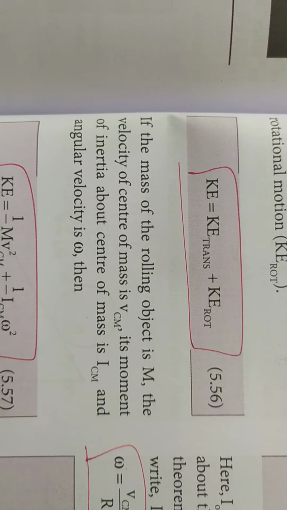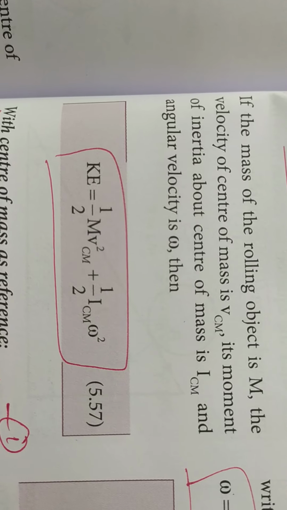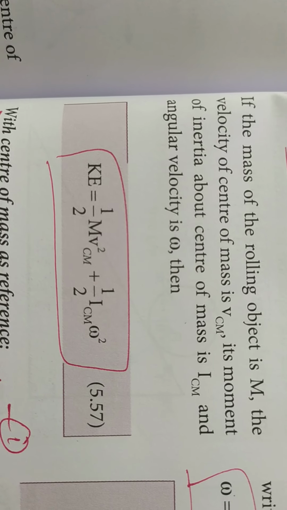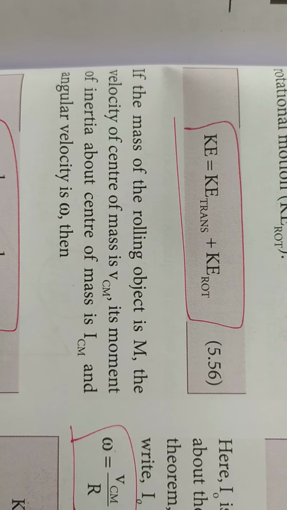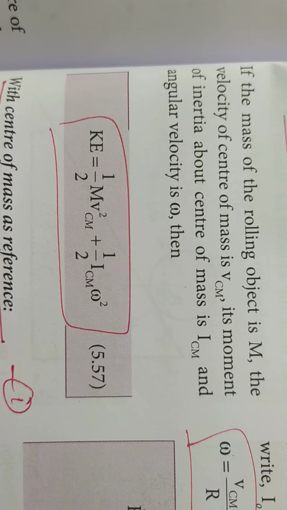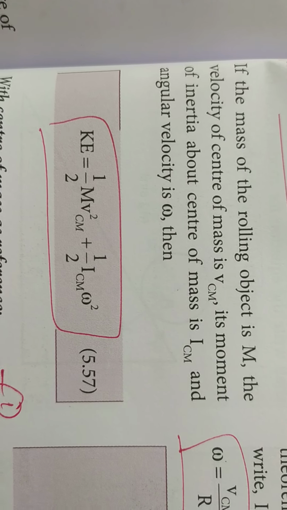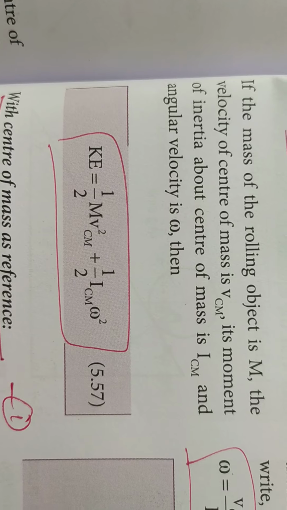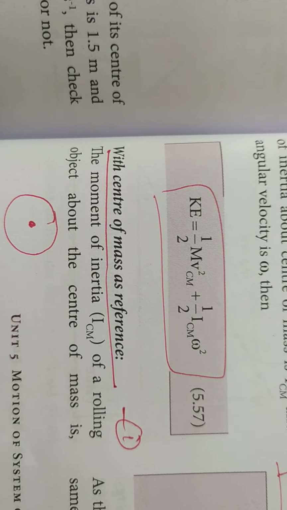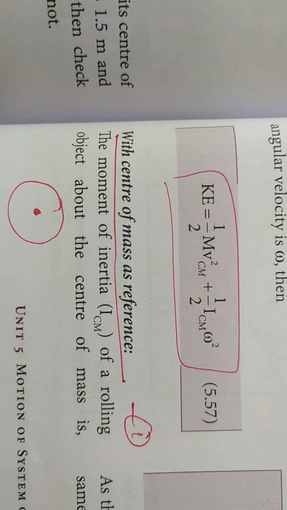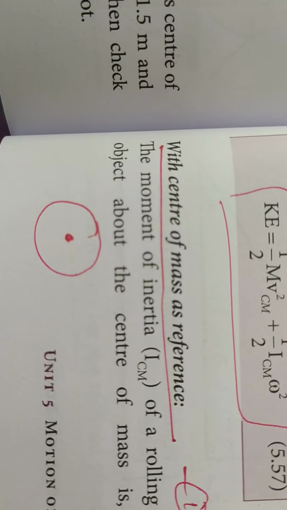In such a case, for translational kinetic energy you take the expression half mv square, and instead of v you can write v cm square. CM represents center of mass, and for KE rotation you can write half I cm omega square. I means moment of inertia and omega is angular velocity. Here you can have two cases. First, with the center of mass as reference. This is the wheel and the center point is called the center of mass.